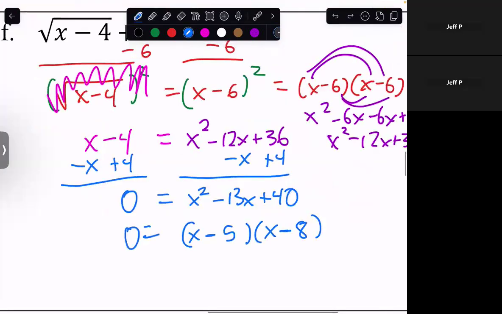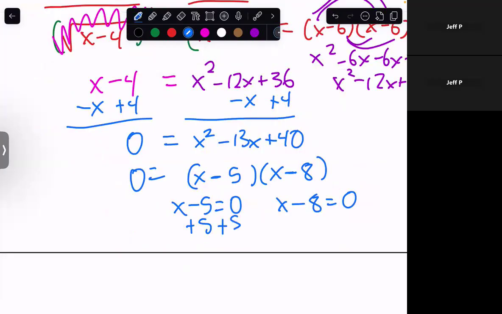Yeah, so now that we factored it by the zero product property, when two things multiply to equal 0, either the first thing is 0 by itself or the second thing is 0 by itself. Okay, so our first potential answer is x equals positive 5. Our second potential answer, x equals positive 8.